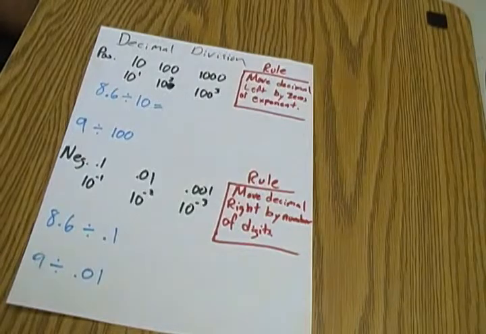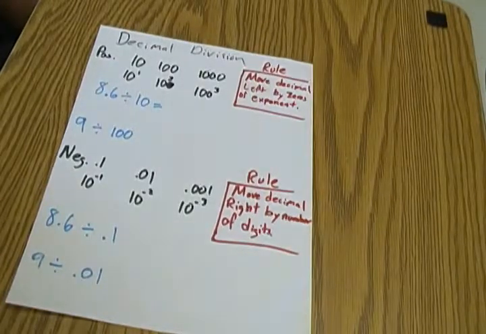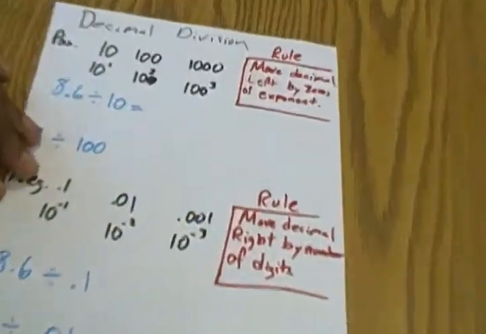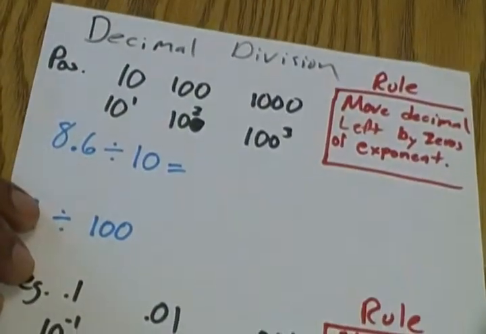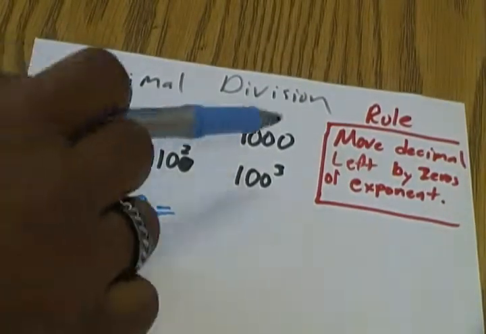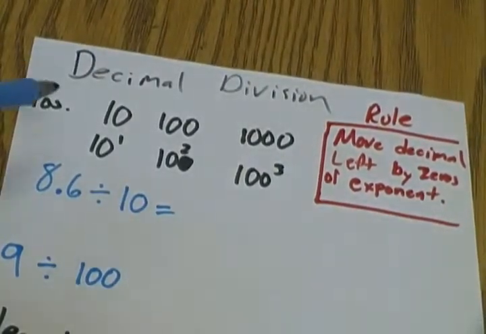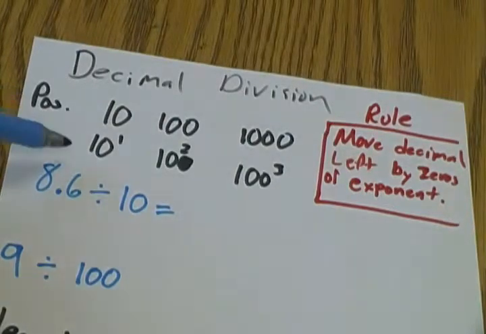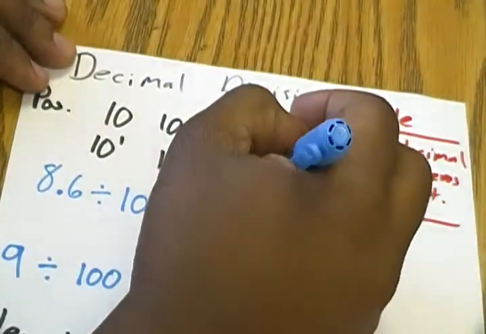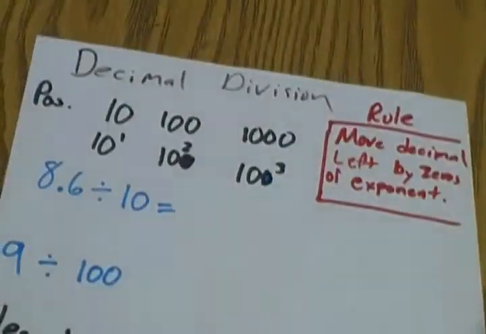A couple of things. First, we were talking about dividing by powers of 10. Now there are positive powers of 10. Those are the ones up here. Your positive powers of 10 are 10, 100, 1000. These also could be written in exponent form as 10 to the power 1, 10 to the power 2, 10 to the power 3.